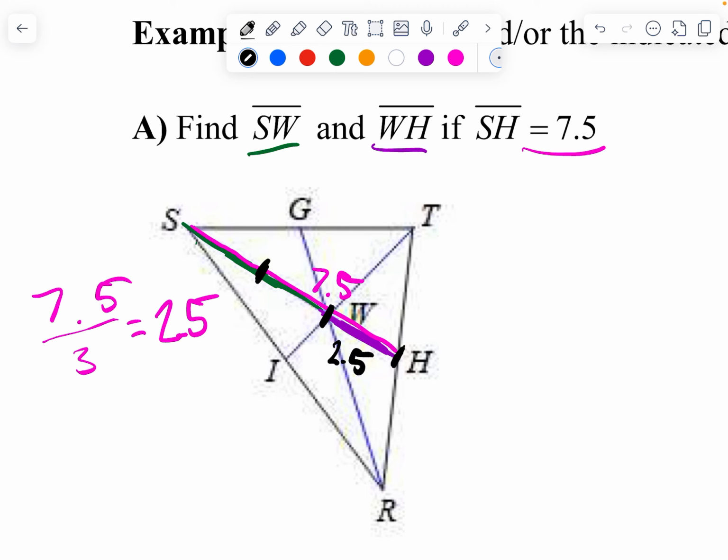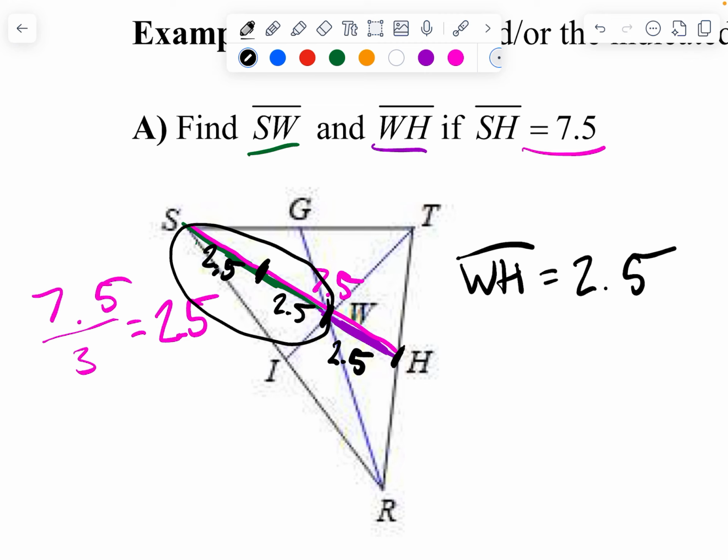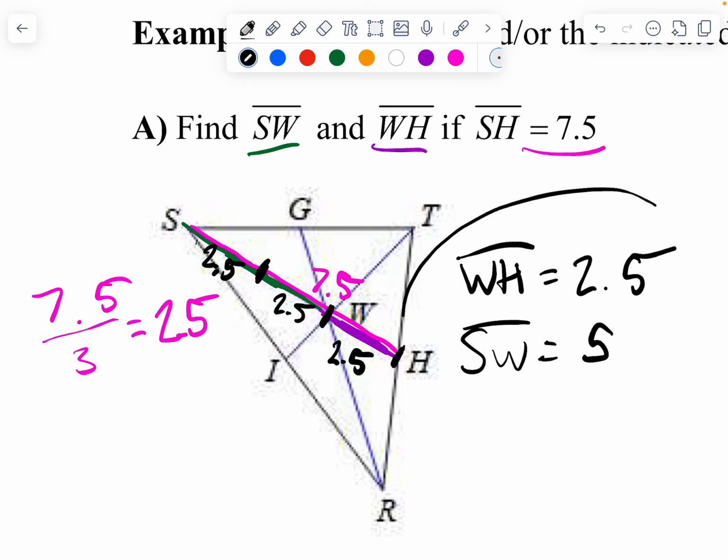The next third is 2.5, and the next third is 2.5. So the whole thing is 7.5. Right, 2.5 is our W to H, right? And then double that, in other words, count the other 2/3, and you get 5 exactly for S to W. There you go.